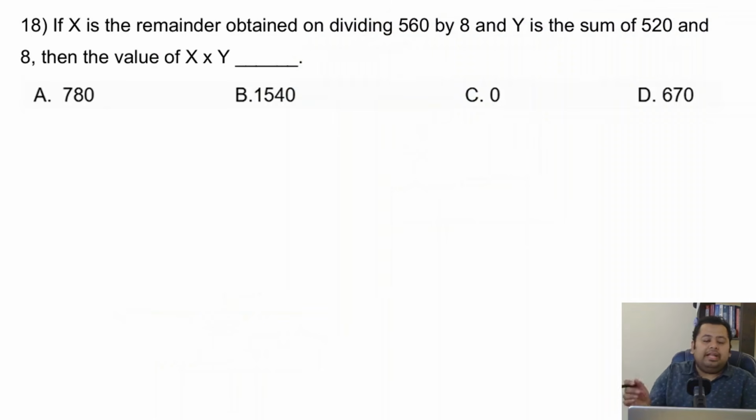Let's now go to question number 18. If x is the remainder obtained on dividing 560 by 8 and y is the sum of 520 and 8, then the value of x cross y is what? So if x is the remainder, you know what remainder is, right? Find that out. Then y is the sum of 520 and 8, which is a very simple one. Then x multiplied by y will be how much? Pause the video, read the question again, solve it first, and then look at the solution.